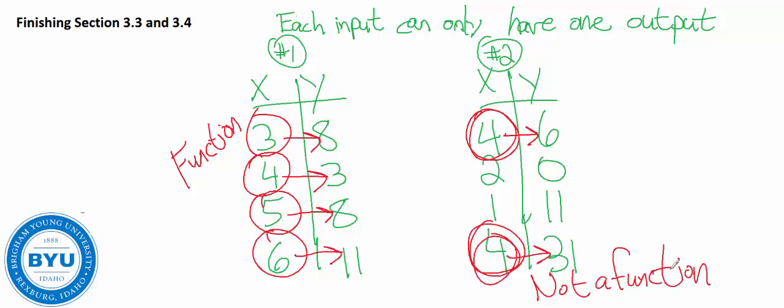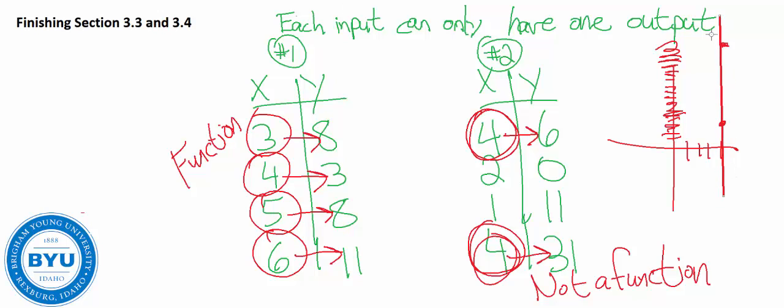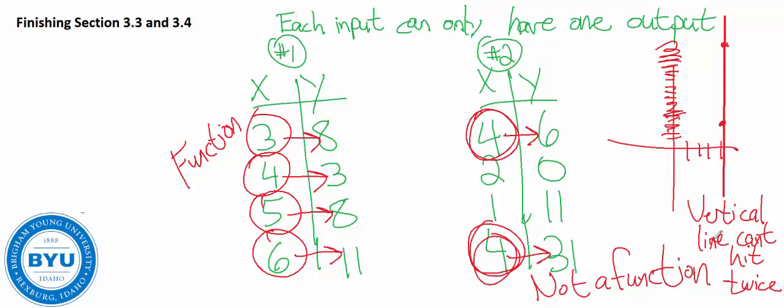Another way to think of it is to look at it graphically. If you were to graph this, the point (4, 6) would be right here, and (4, 31) would be way up here. They'd actually be in a vertical line. And this is one way to test functions. You cannot have a function where a vertical line hits it twice. This is called the vertical line test. A vertical line can't hit it twice. If it does, then it's not a function. So here on number 2, definitely not a function.